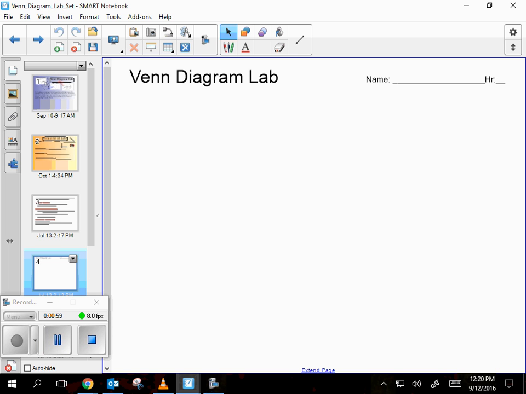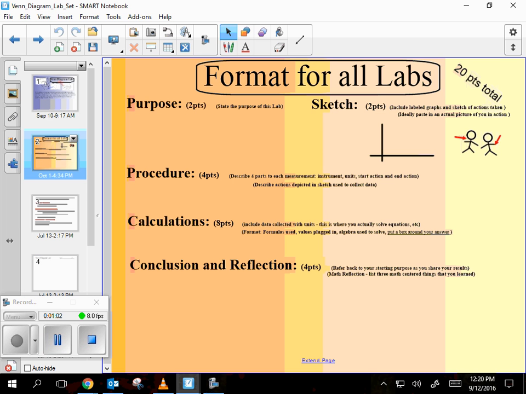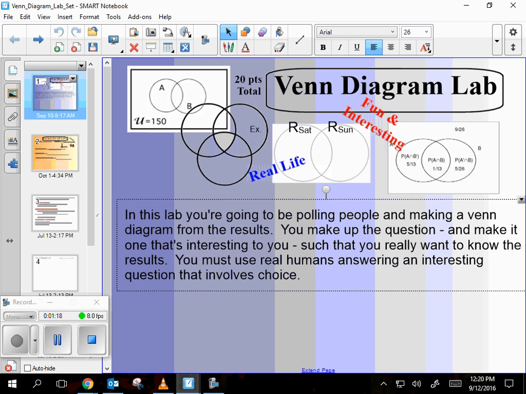And what things would you want in your lab? I would go back to this, which is the rubric, which is the format for all the labs we're going to do. So first thing it asks you for is purpose. State the purpose of this lab. You may not just say exactly what I said back here and retype all of that. That's dumb. I want you to summarize in your own words. What are you supposed to do for this lab?